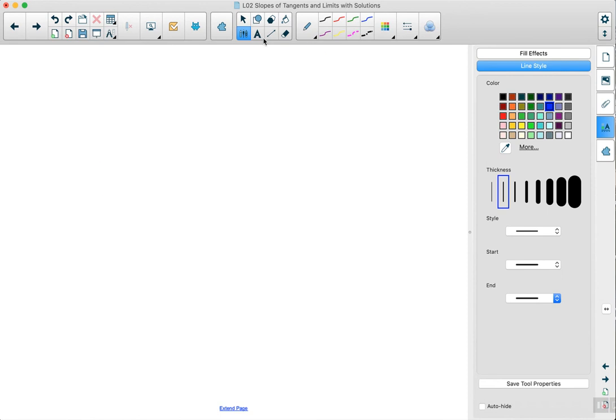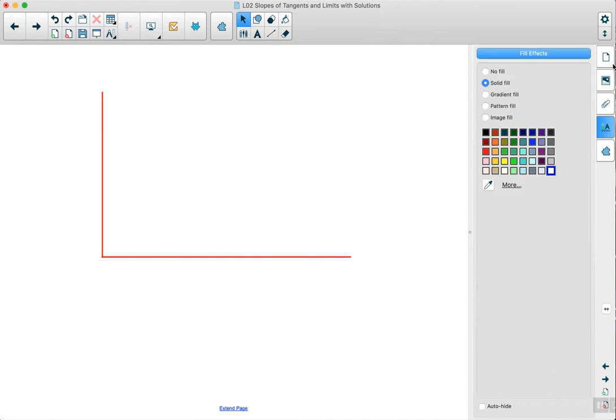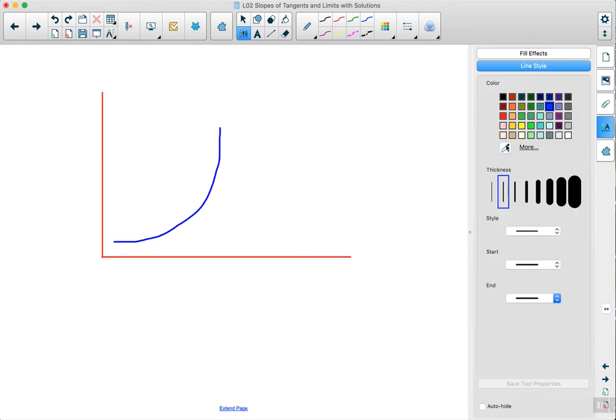I think I'm going to do this with lines this way. So I'm going to draw a line like this, go like this. So those are my axes. I'm now going to freehand a curve. So I don't know, some kind of curve that looks like that. All right, so then I'm going to pick a point on the curve that I want to find.